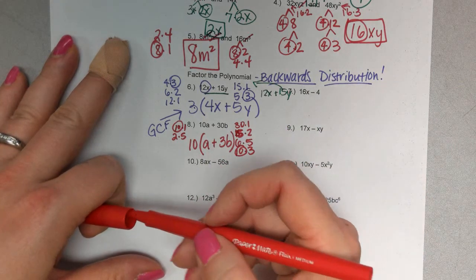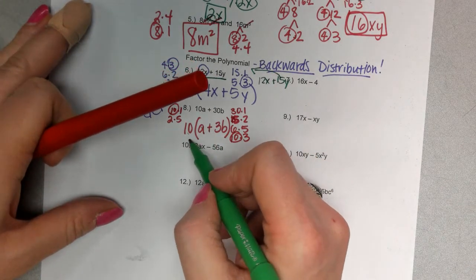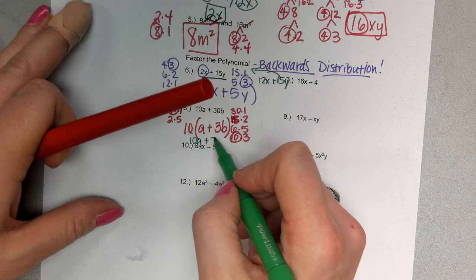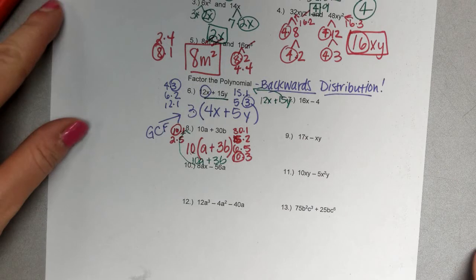So if you wanted, you could check this by doing your distribution. 10 times a is 10a, and 10 times 3b is 30b. And that's what your number has. Okay, let's do 2 more.